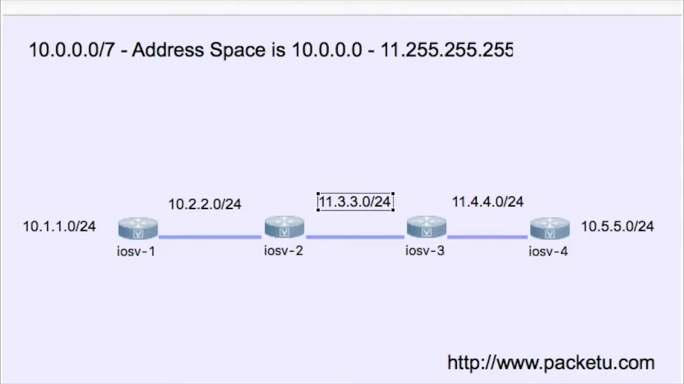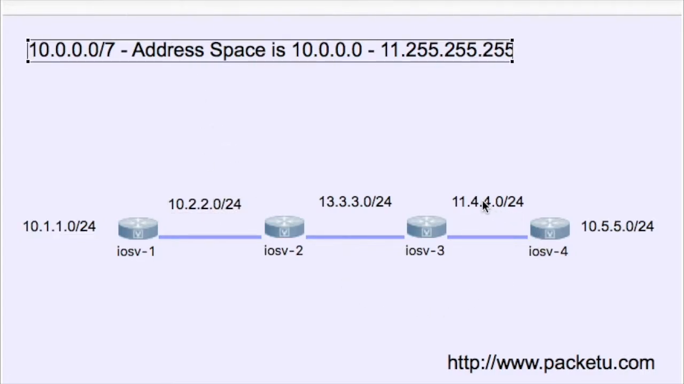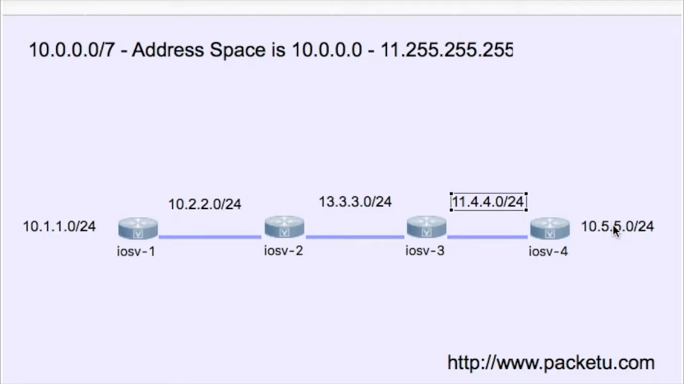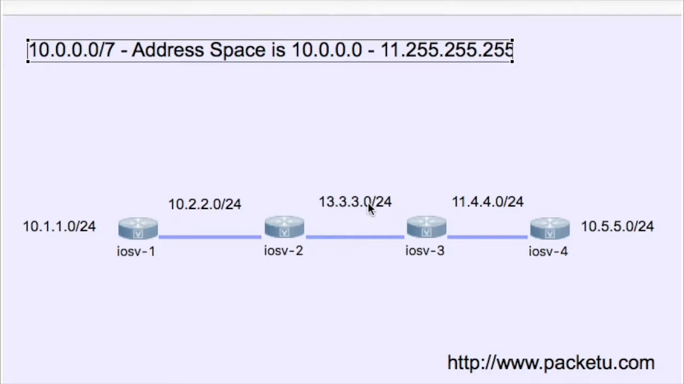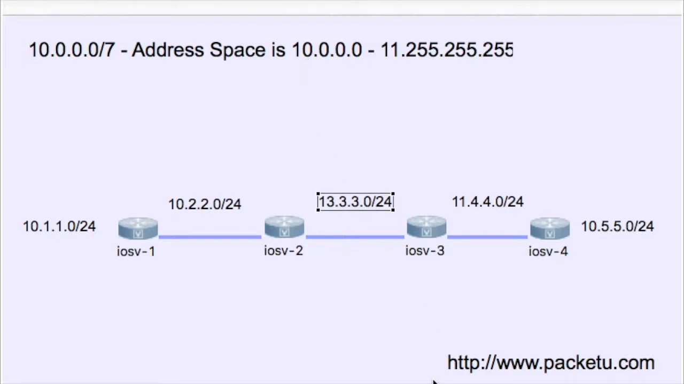So if I change this to 13, now all of a sudden these two address components, which are part of this address space, are separated from these two components of this address space by something that's outside of this address space. So I would say we have a discontiguous address space here.